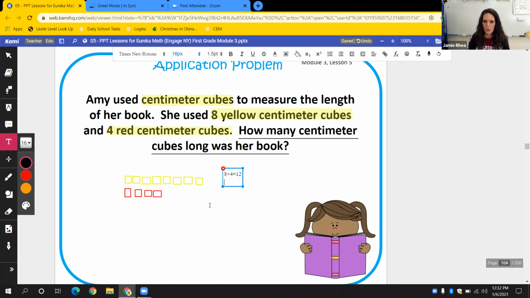12. So her book was 12 centimeter cubes long.